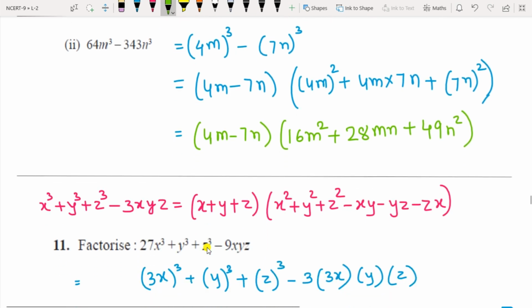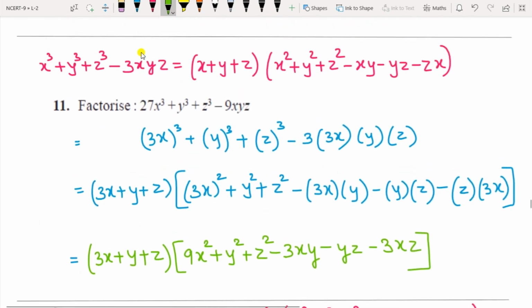Second one is 64m cube minus 343n cube. So cube root of 64 is 4m cube and cube root of 343 is 7n cube. So 4m minus 7n, first bracket, and second bracket is, since it is minus here, so second term will be the plus: 4m square plus 4m into 7n plus 7n square. So it is 16m square plus 28mn plus 49n square. This is the expansion for this given question.